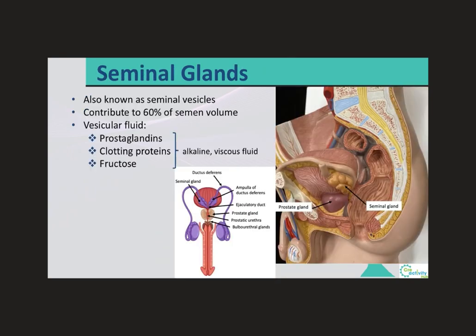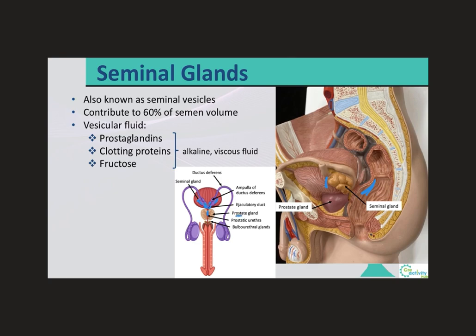The seminal glands, or seminal vesicles, are embedded in connective tissue on either side of the midline, and they are sandwiched between the posterior wall of the urinary bladder and the anterior wall of the rectum. There is one on each side, and they have a duct that transports its contents into the ejaculatory duct, which takes it inside of the prostate together with the contents from the ductus deferens.